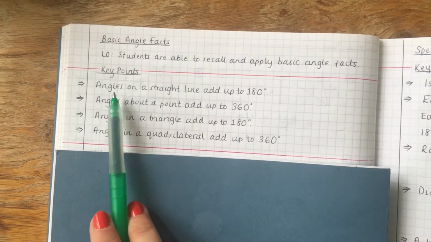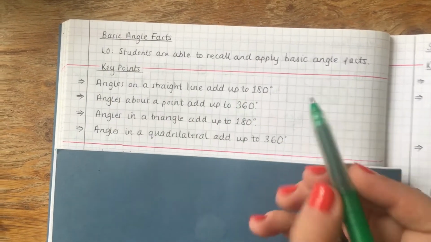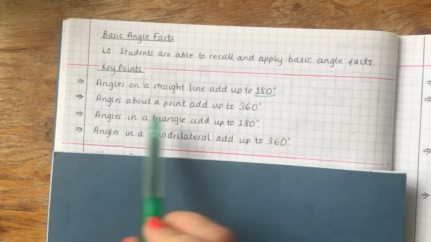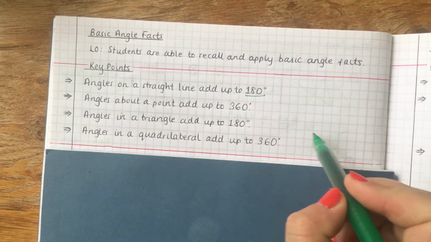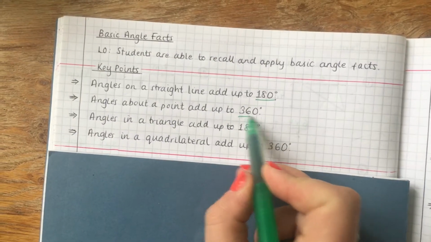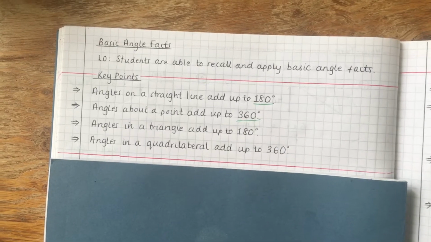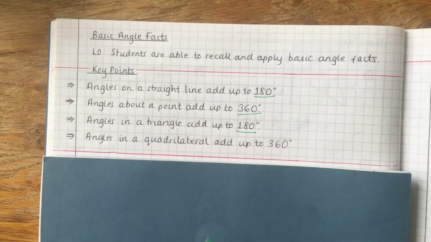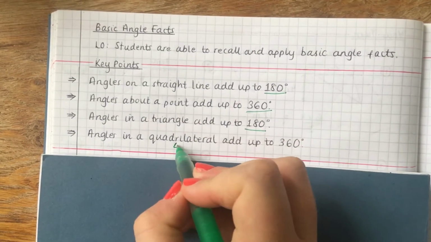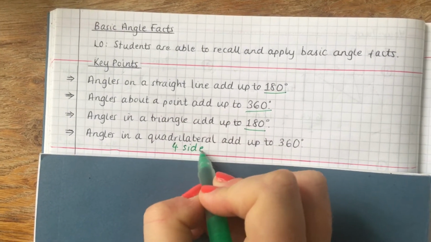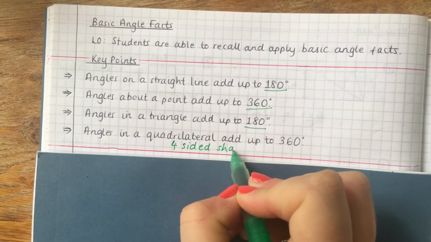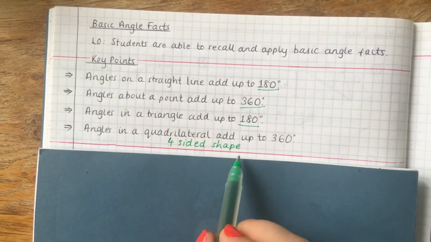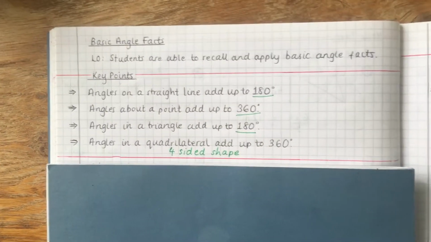First of all, angles on a straight line add up to 180 degrees. Angles around a point, so like a circle, add up to 360 degrees. Angles in any triangle add up to 180 degrees. And angles in a quadrilateral, don't forget this means a four-sided shape, so any four-sided shape, add up to 360 degrees.